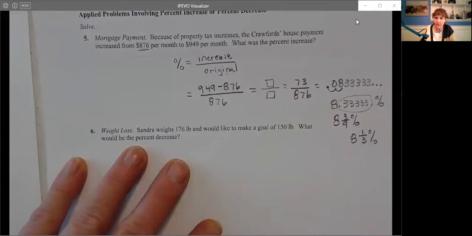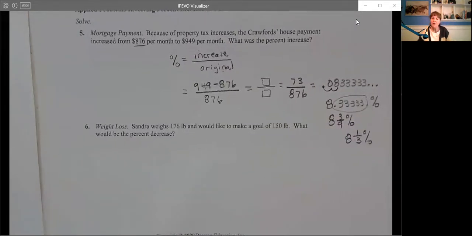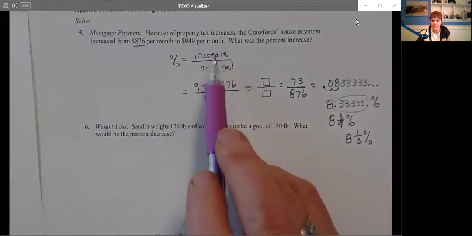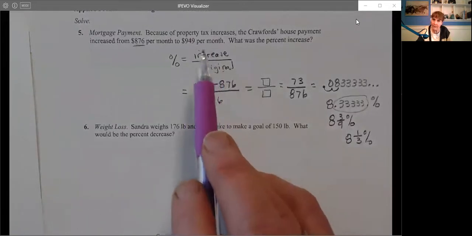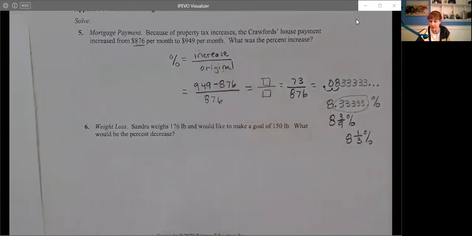And I kind of ran into the other problem, but that's okay. So these really aren't that hard. So you just have to find the increase, divide by the original, or find the decrease and divide by the original. All right. And again, well, this was a little tricky, but it wasn't too bad. All right, with that 8.33%. All right, let's try another one.